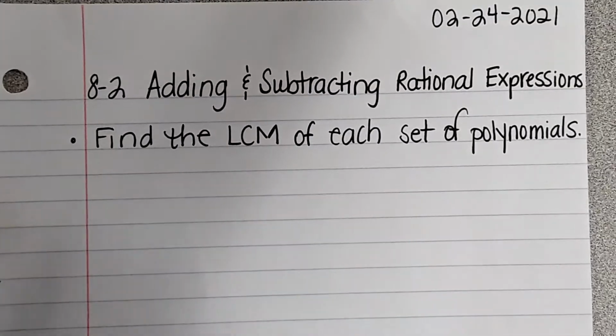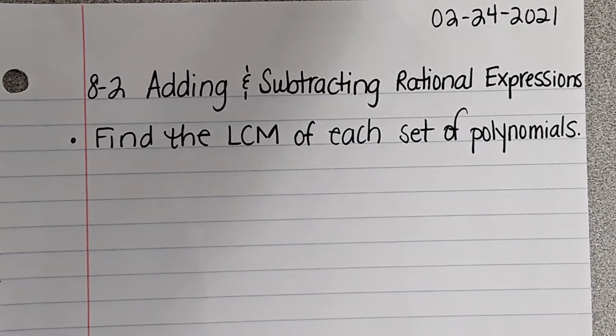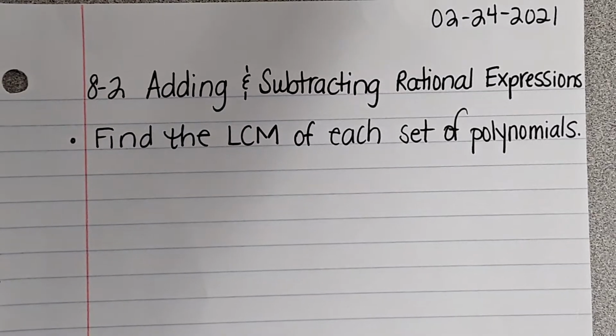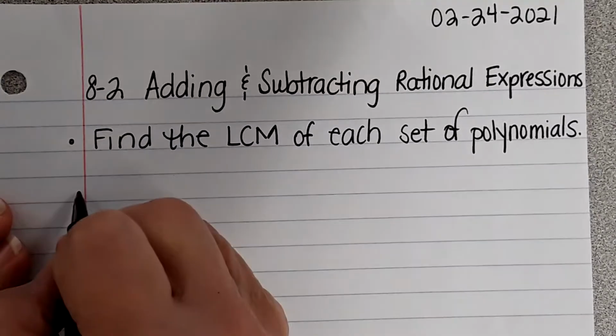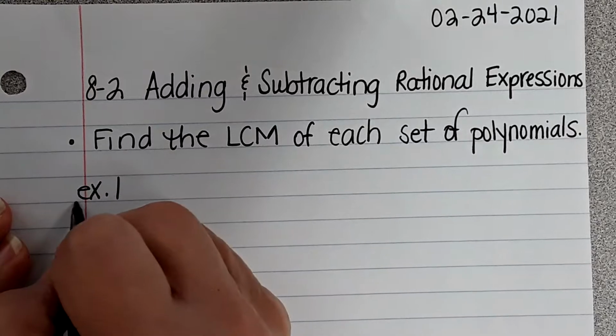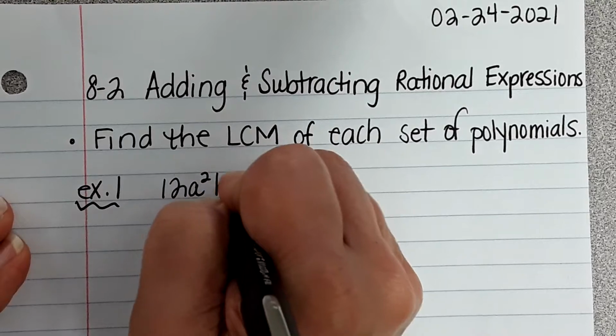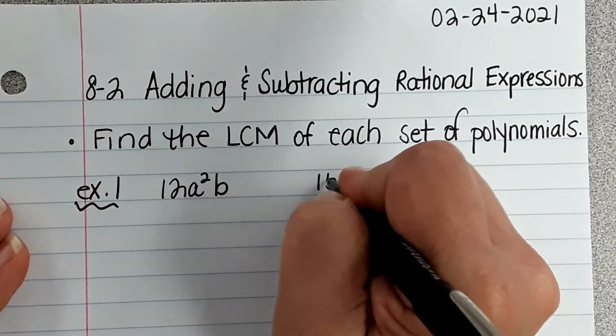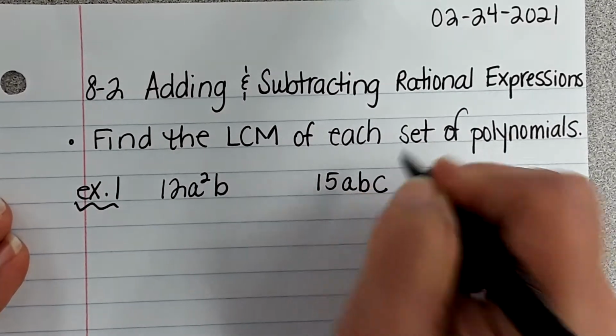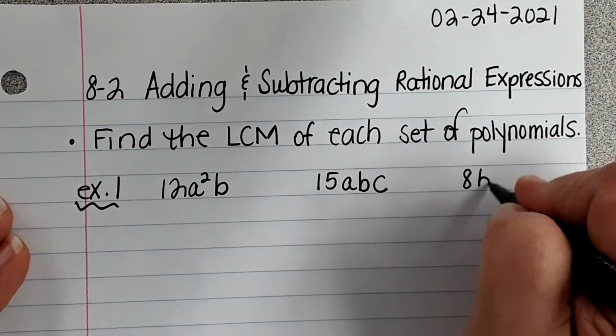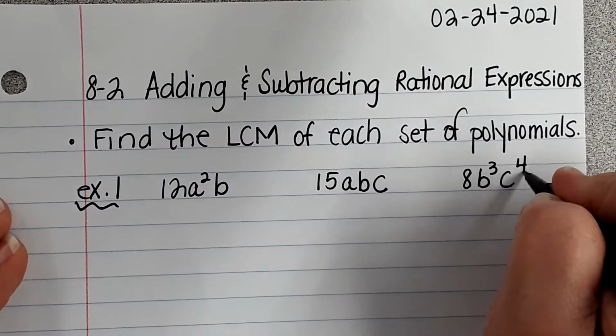So LCM, what does LCM mean? Lowest common, least common multiple. Yep, least common multiple. It is very similar to least common denominator. In fact, the least common denominator is what you find when you're trying to add fractions. So we're going to do example 1. And example 1 is 12a squared b, 15abc, and ab to the third, c to the fourth.